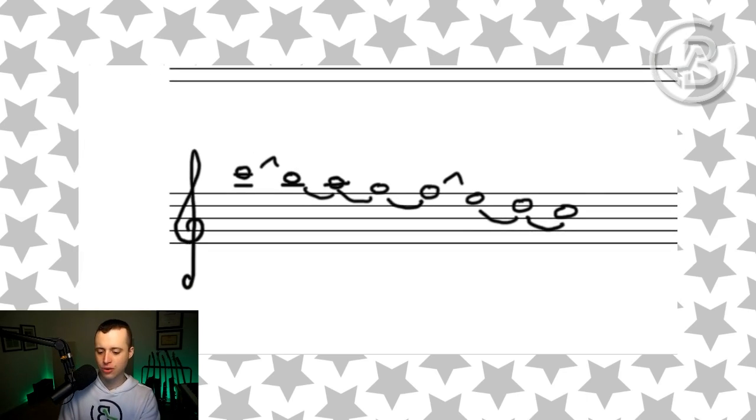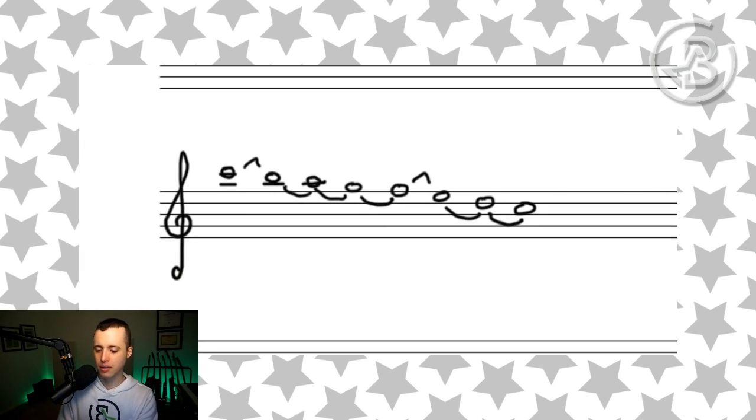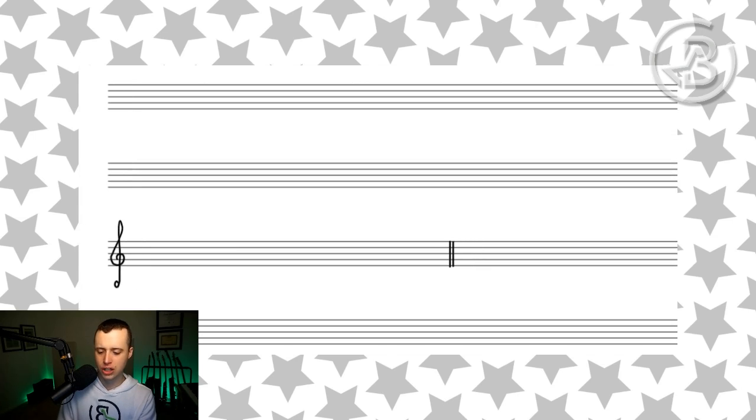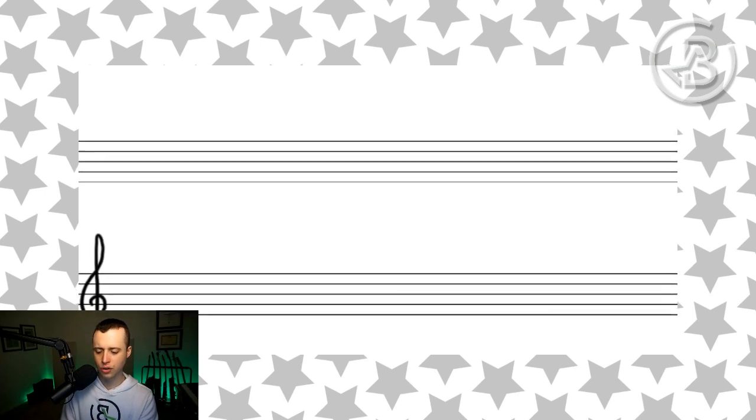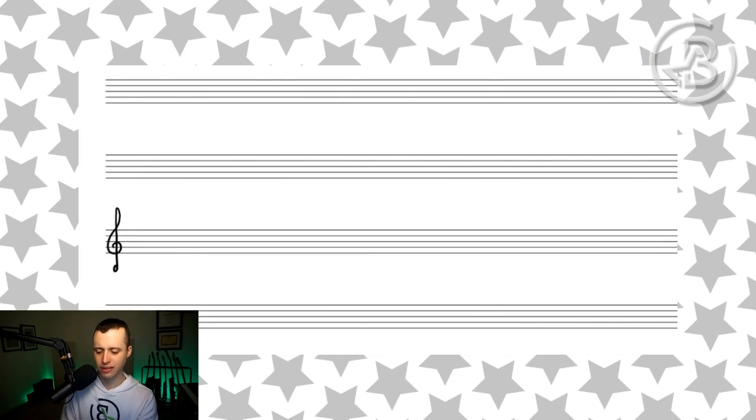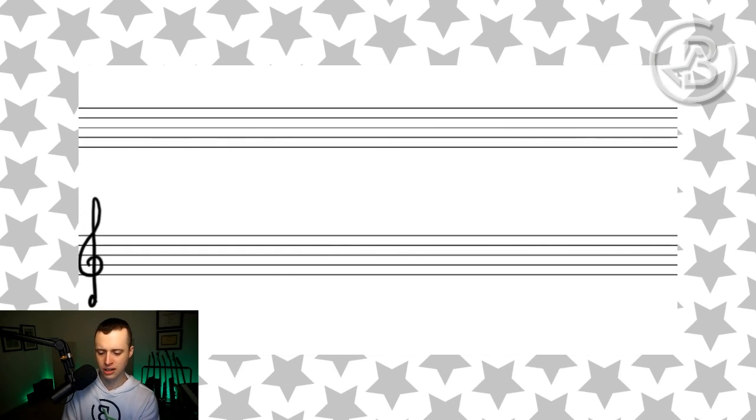Great, so that's how you write a descending C major scale. Now let's do a descending G major scale. So the first step for writing a descending G major scale, you get a new line of staff and you write a treble clef. Then you're going to write a double bar line at the end of the staff, or for me, because I'm zoomed in, I'm just going to write it over here.